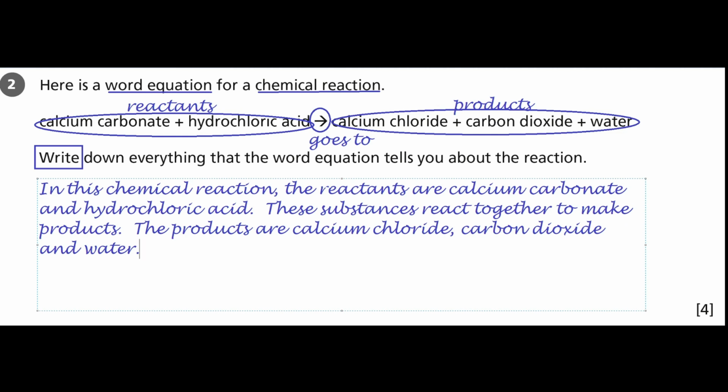1 mark for pointing out what the reactants are, 1 mark for pointing out the products, and also the marks there are given that the reactants become the products, they don't equal nor mix with.